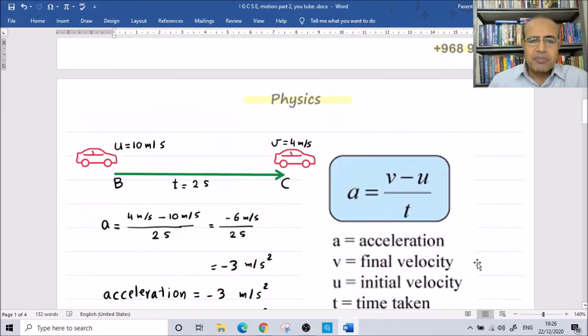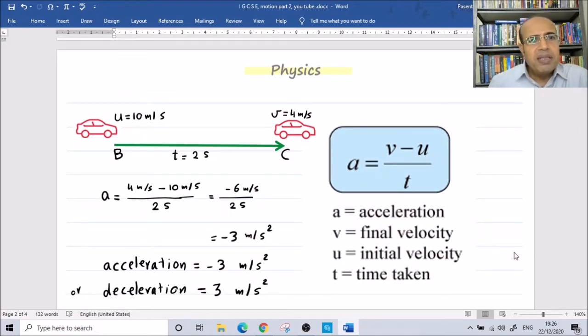Another example. A car has a velocity at B of 10 meters per second, and at point C 4 meters per second, and the time of that change is 2 seconds. What is the acceleration? It is the final velocity, 4, minus the initial velocity, 10, over the time taken, 2. 4 minus 10 is negative 6. Remember, we don't say the difference between velocities. No, it is the final velocity minus the initial velocity, over the time. Negative 6 over 2 is negative 3 meters per second squared.